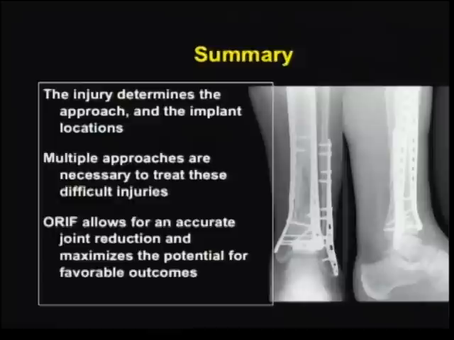So in summary, I think with tibial pilon fractures, open reduction is still necessary for the vast majority of these articular injuries. And I think we've come a long way with understanding both the injury patterns as well as the reduction techniques. The injury pattern really should determine the location of the surgical incisions as well as the optimal location of implants. I think you really need to understand multiple approaches to treat these, especially for fractures of increasing complexity. And I think open reduction really does allow for the best chance of an accurate joint reconstruction as well as restoration of the mechanical axis of the lower extremity.